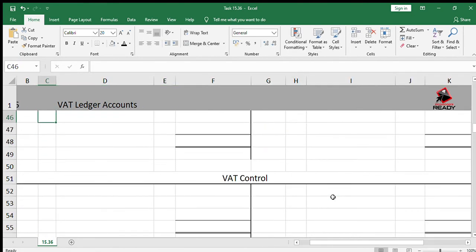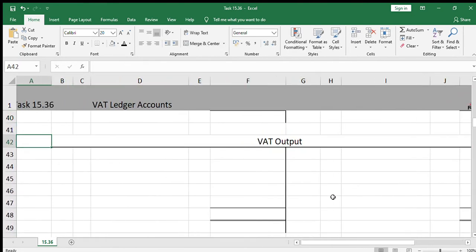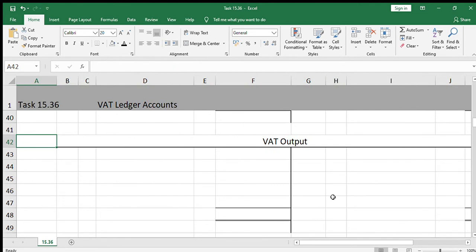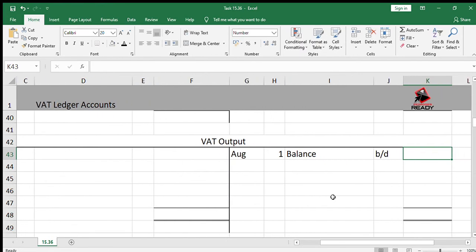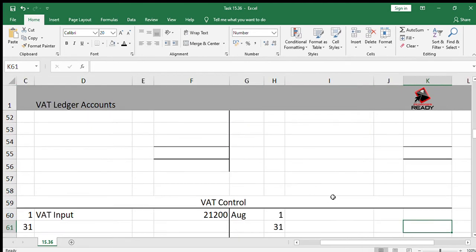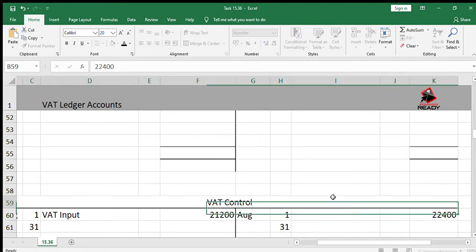Okay. Then we need to do the VAT output. Okay, so the VAT output is a liability, 22,400. So the balance will be brought down on the credit side. So on August the 1st, we have balance brought down, and the amount is 22,400. Okay, if we were only doing the VAT control account, we would just put it on the credit side, 22,400. Okay.